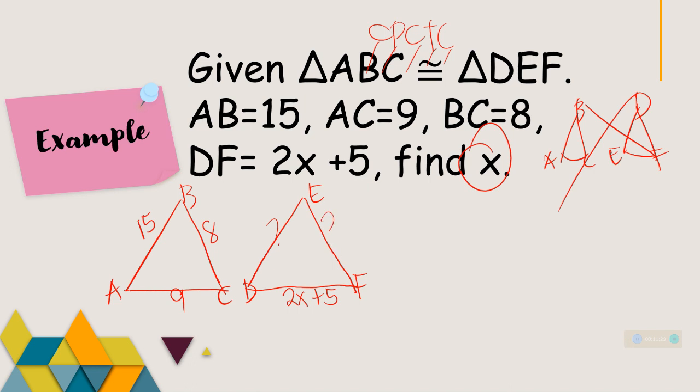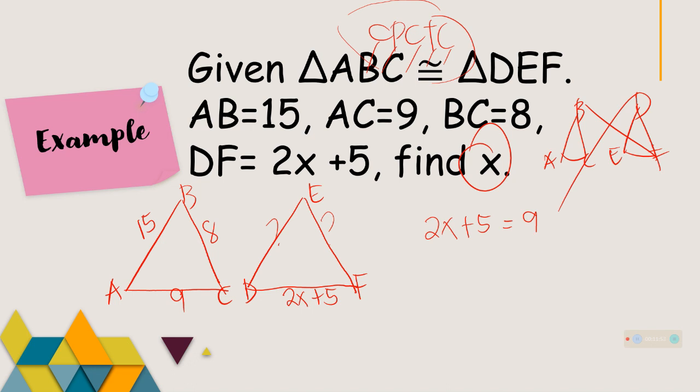Since we have here the complete info from segment AC and segment DF, we are going to use that information. We are going to equate the given in segment DF and segment AC because we have applied CPCTC. Since they are corresponding, they are congruent, so they are equivalent. So we have here 2x plus 5 equals 9.